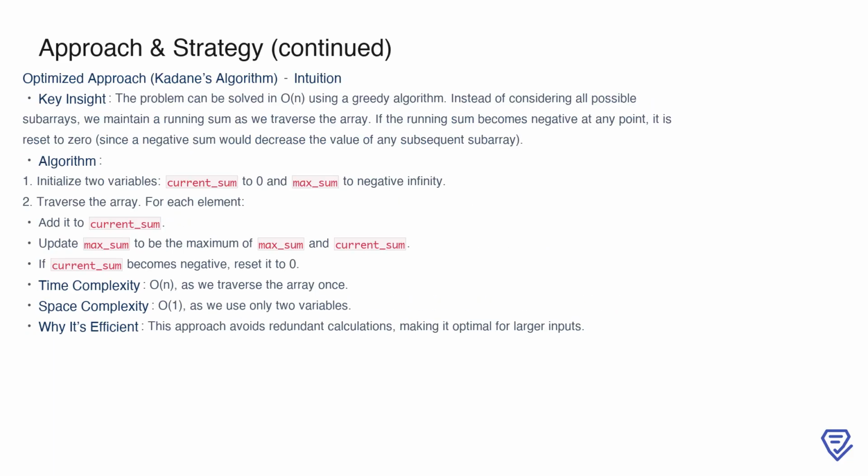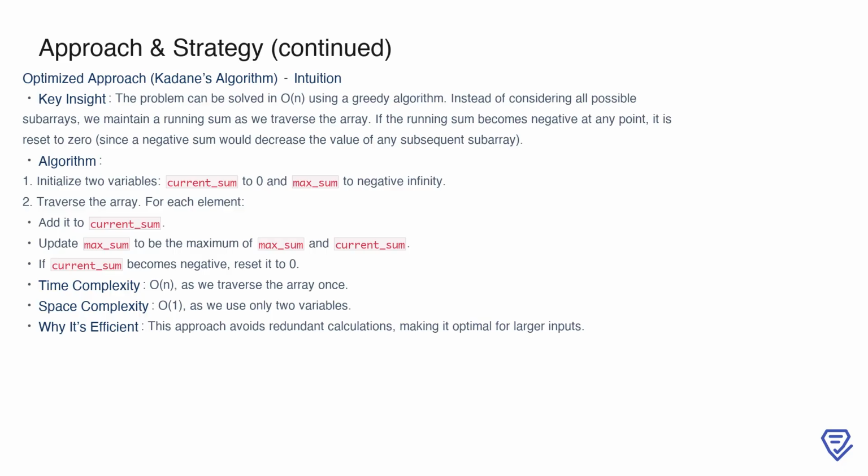To address the inefficiencies of brute force, we can use Kadane's algorithm, which leverages a greedy approach to achieve optimal performance. The key insight here is that we can maintain a running sum as we traverse the array, and if this running sum ever becomes negative, it won't contribute positively to any further sums. Therefore, we reset it to 0 when it turns negative.